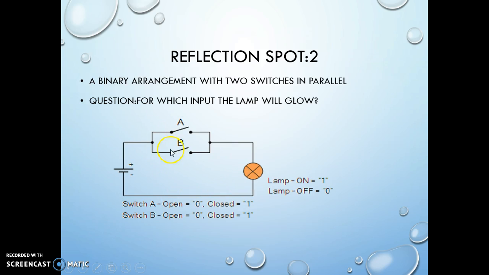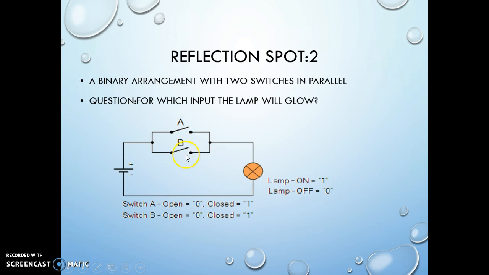See the next diagram. In this, two switches are connected in parallel. The question now is when the lamp will glow. You can see from this diagram that if A is 1, means A is closed, then the lamp will glow. Or if B is closed, then also the lamp will glow. And if both A and B are closed, then also the lamp will glow. So the lamp will glow in three cases.